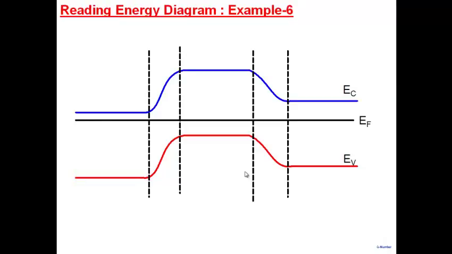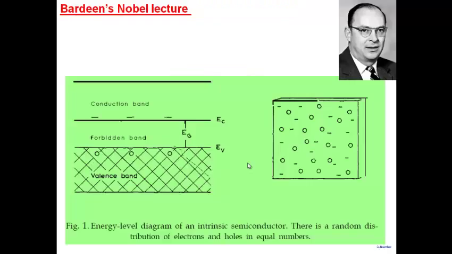Now, the reason why I'm emphasizing the energy band diagram so much: if you go back into the history of semiconductors, there is a very nice Nobel lecture by Bardeen, one of the inventors of the transistor. These are some of the earliest instances of somebody using energy band diagrams. Nobel lectures are pitched to a general audience, and so Bardeen had to explain how the transistor and semiconductors work.